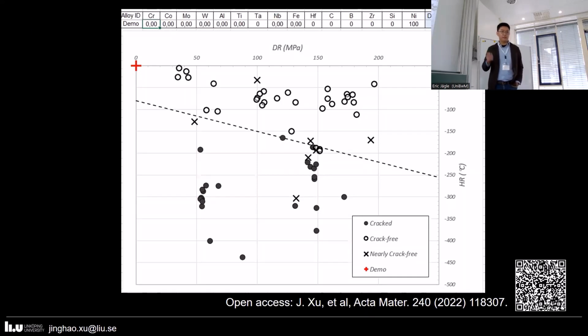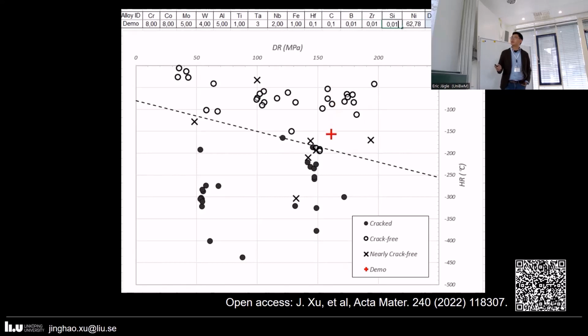It's open access. You can just take it, and it's very easy to calculate. I'm a very bad programmer. I just use an Excel worksheet. That's the easiest way for me. What I did is I put in the composition of the alloy elements. Then you will see this mark, your demo alloy, on this map. I think it can assist you to find a suitable window for each element.